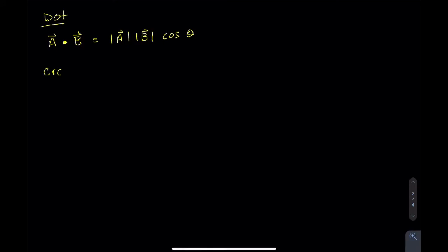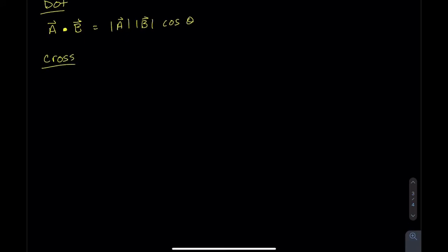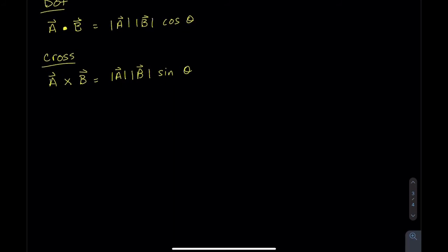Now when we're talking about the cross product rule, we're going to talk about vector A cross vector B. The notation here is very important. Although both of these mean multiplication, just by writing it out visually, it means very different things. This is going to be equal to the magnitude of A times the magnitude of B. Now the difference comes in: we're going to use a sine function instead of a cosine.